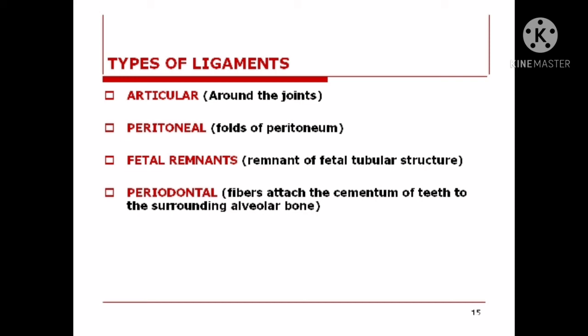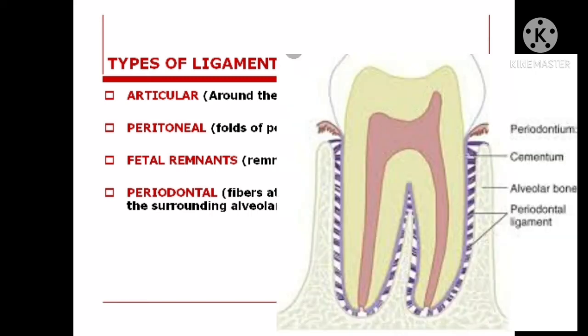The fetal remnants. In developmental life, some tubular structures remain, and these are called the fetal remnants, like the ligamentum arteriosum in the heart. The periodontal ligament is present in the tooth socket, and these are fibers attached to the cementum of the teeth to the surrounding alveolar bone.